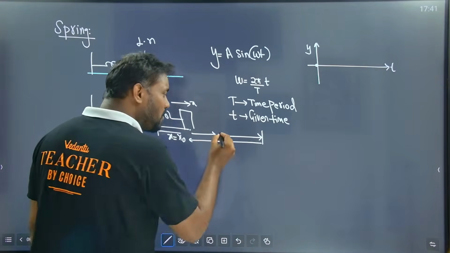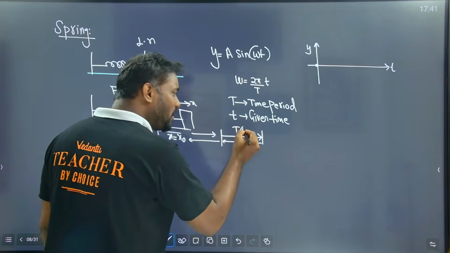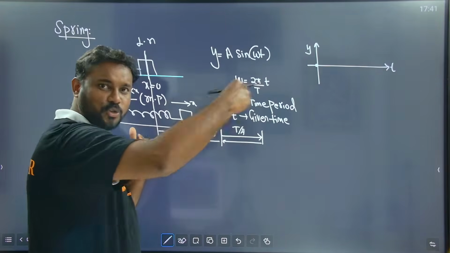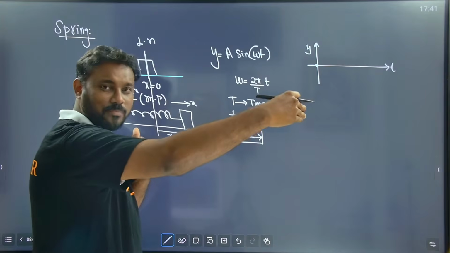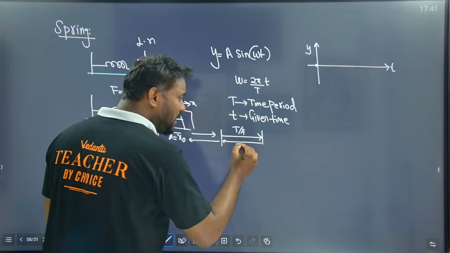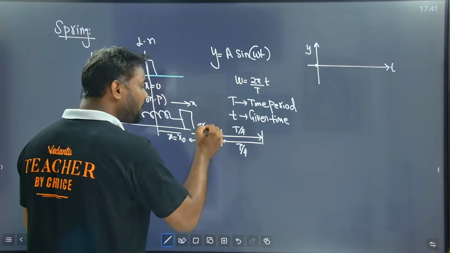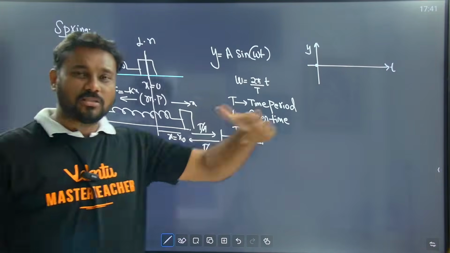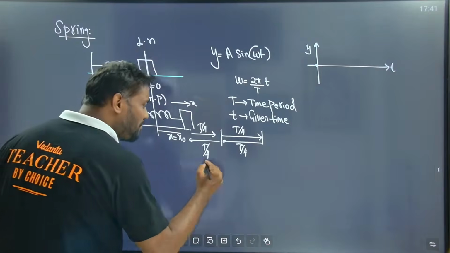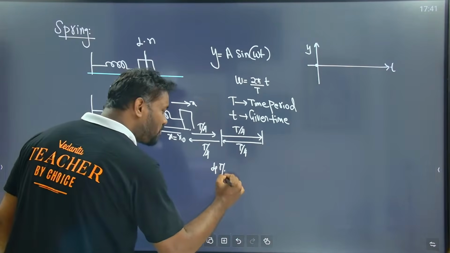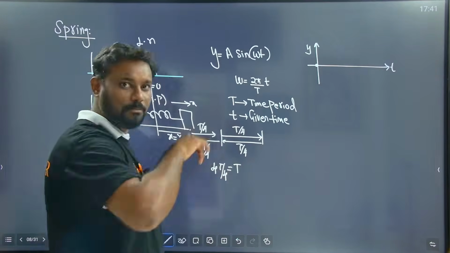So for one oscillation, what is the time from the mean position to the extreme position? It is T by 4. This is T by 4, right? For a complete oscillation, the time period is nothing but 4 times T by 4. This is a complete oscillation or a time period.